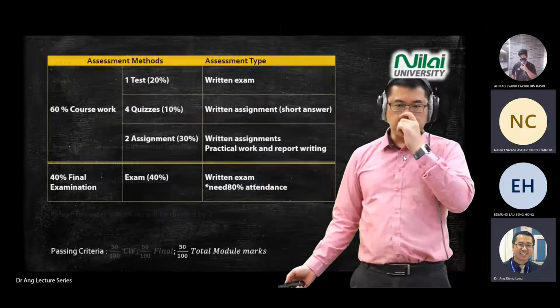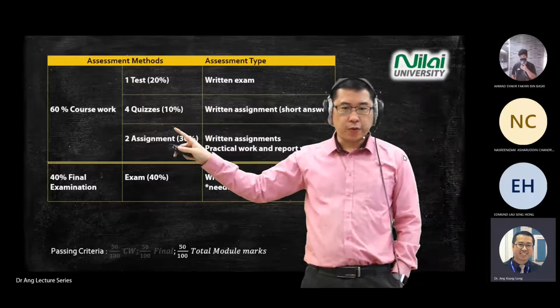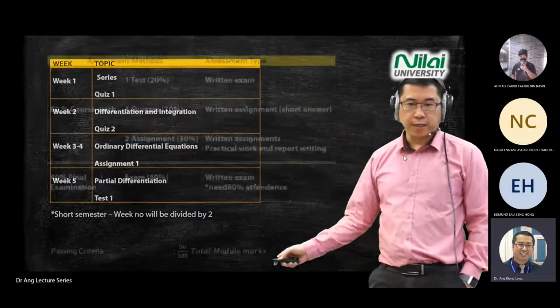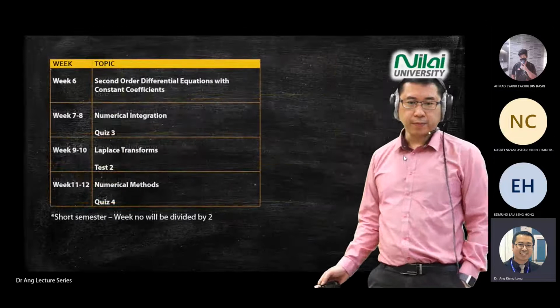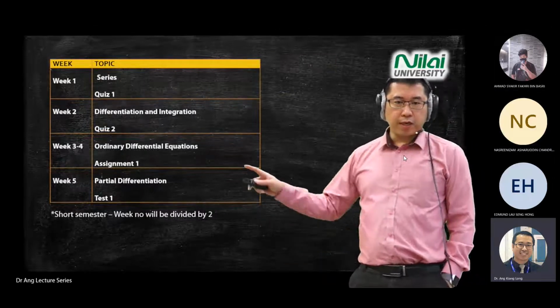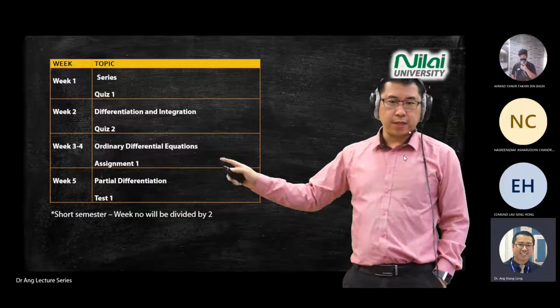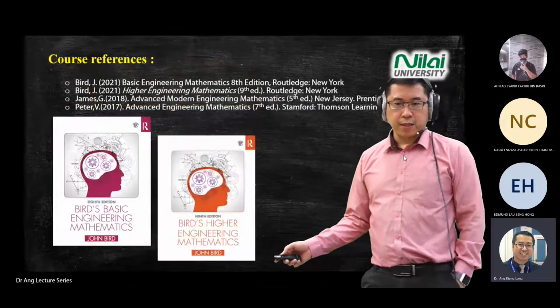Today we look at chapter 2. So again, this is a structure. We have 1 test, 4 quizzes, 2 assignments, and 1 final exam. You need 80% attendance to sit for the final exam. We are a little bit behind schedule, so we will go a bit faster.